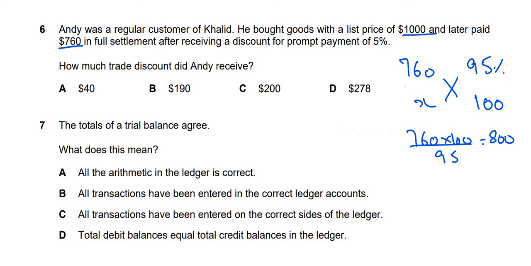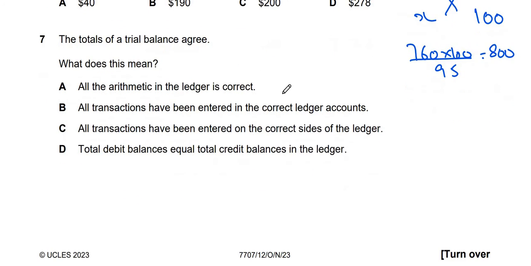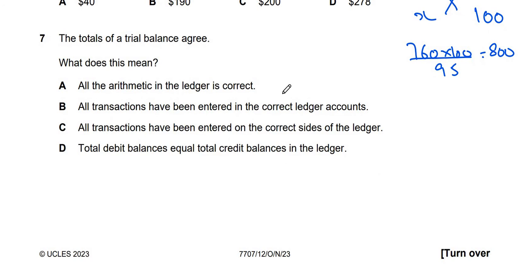All right. Now, moving on to question number 7, it says the totals of a trial balance agree. What does this mean? So look, it means all the arithmetic in the ledger is correct. All transactions have been entered in the correct ledger accounts. All transactions have been entered on the correct sides of the ledger. Total debit balances equal total credit balances.